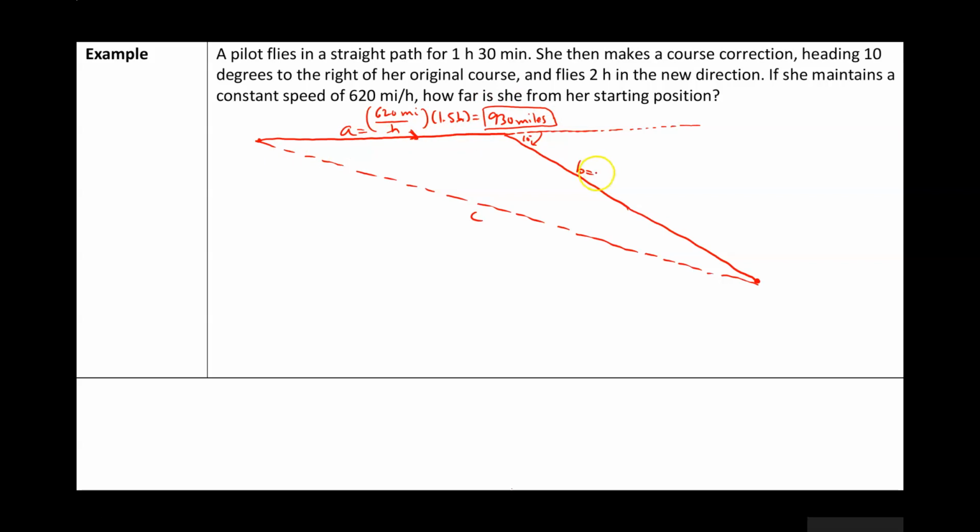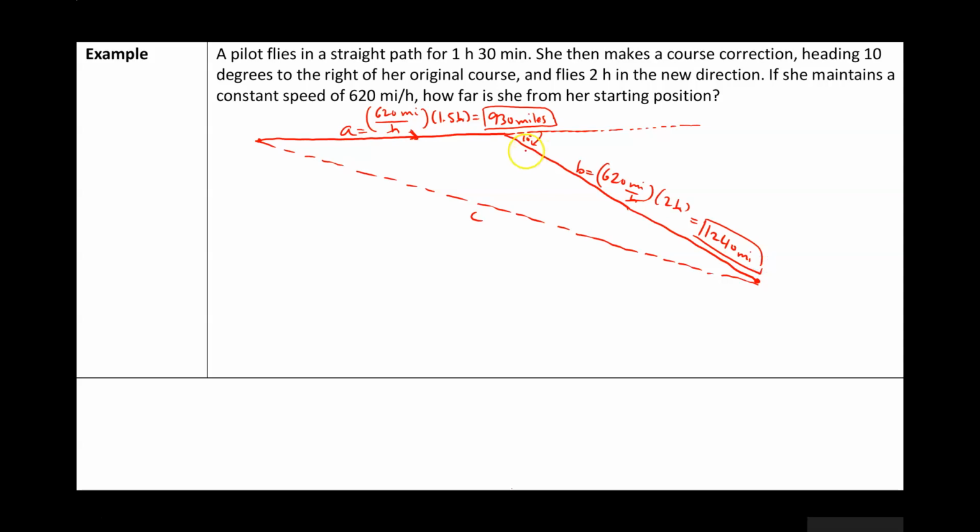Now for side B, this pilot is going 620 miles per hour, and she travels for 2 hours. So the distance traveled here is 620 times 2, which is going to be 1,240 miles. So now we have our two distances.